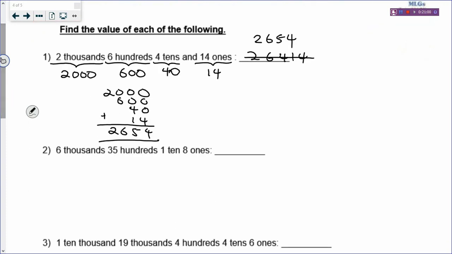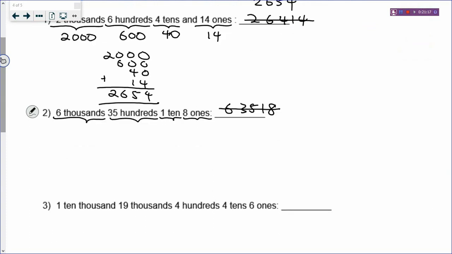Alright, for another example, same thing, am I going to write 63518? Is the number 63518? No, it's not. Because if you change the words into numerals one by one, and then you add them together, what do you get?